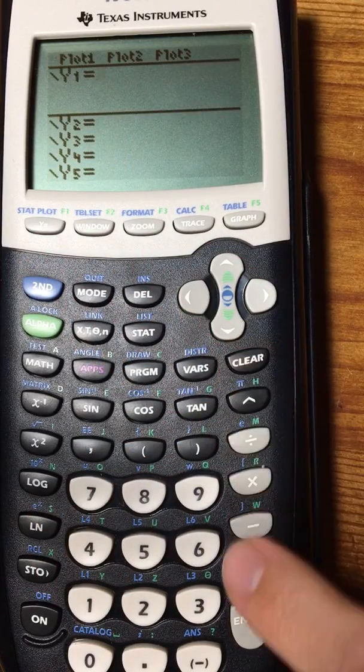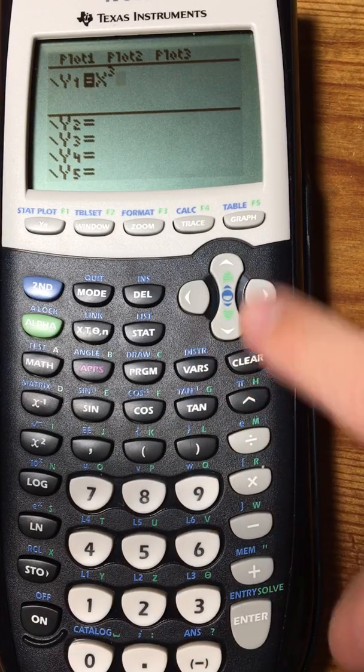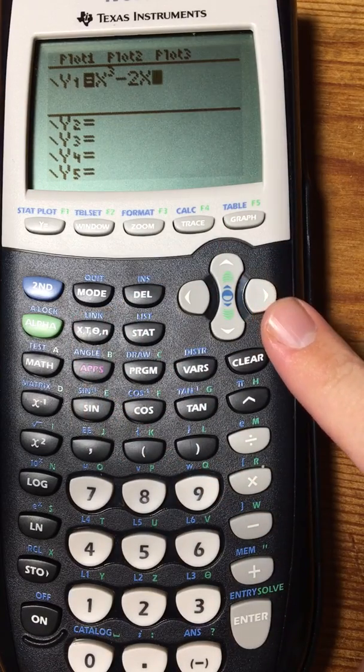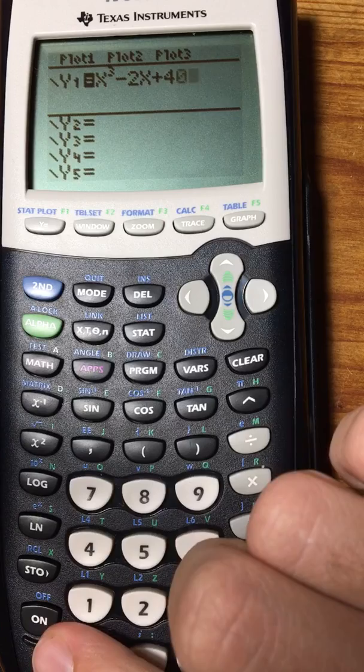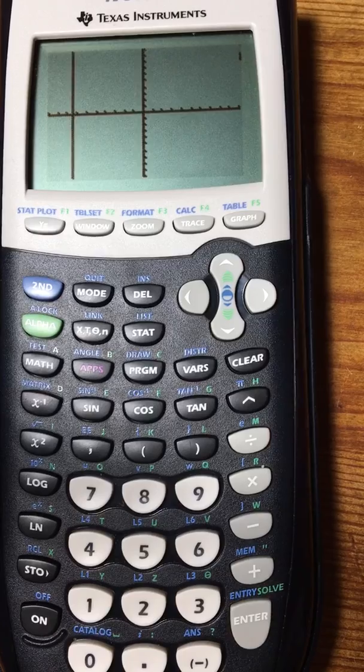Now let's enter the equation. Let's get rid of this one. Y equals x cubed minus 2x plus 400. And let's graph it again. So as you can see, with the x min and y min of negative 10, and the x max and y max of positive 10, we really don't learn very much about this graph. So in this sense, it's similar to the previous problem that we had.